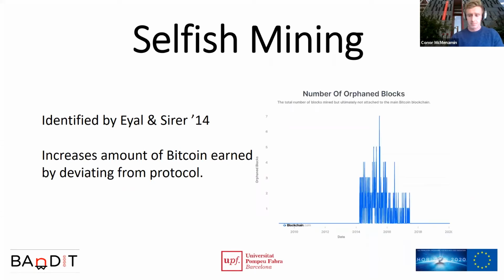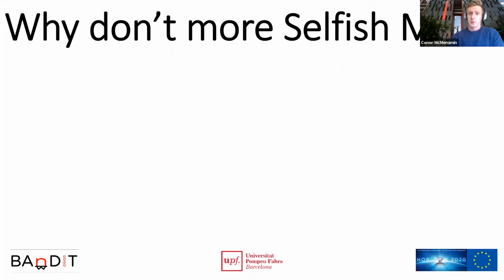But I guess immediately, if you look at the amount of blocks that have been orphaned, which is a popular indicator of how many people are selfish mining, there hasn't really been any selfish mining for, it looks like, possibly 4 years. So why don't people selfish mine? Considering that people can selfish mine to increase the rewards, why don't they do it?